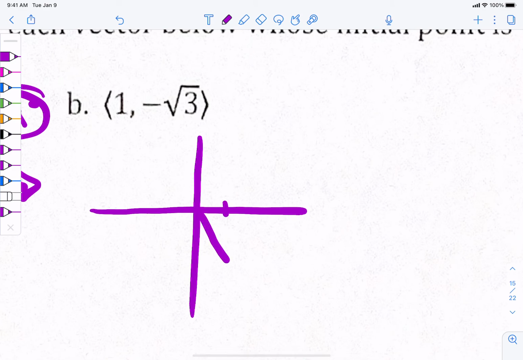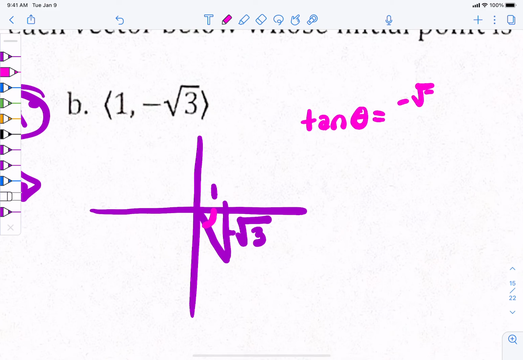1, negative 3 is down here. So I've gone over 1 and down square root of 3. Negative square root of 3. Okay? And I want to know what that angle is. I want to know what this guy is down here. So still tangent. Tangent of that angle equals opposite over adjacent, which is negative square root of 3 over 1. Or you could just do negative square root of 3, because negative square root of 3 over 1 is just that. Inverse tangent.